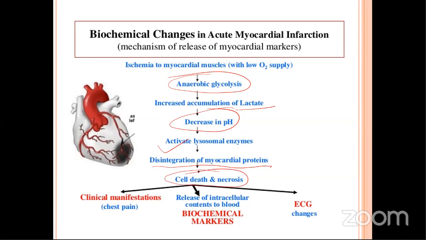Now, this cell death and necrosis will be responsible for chest pain in the patient, and because of this necrosis of the cells, there will be release of certain contents into the blood, which are referred to as biochemical markers. I'll come to it in my subsequent slides, and this will also give rise to some specific ECG changes. So this is how the myocardium in acute myocardial infarction responds.